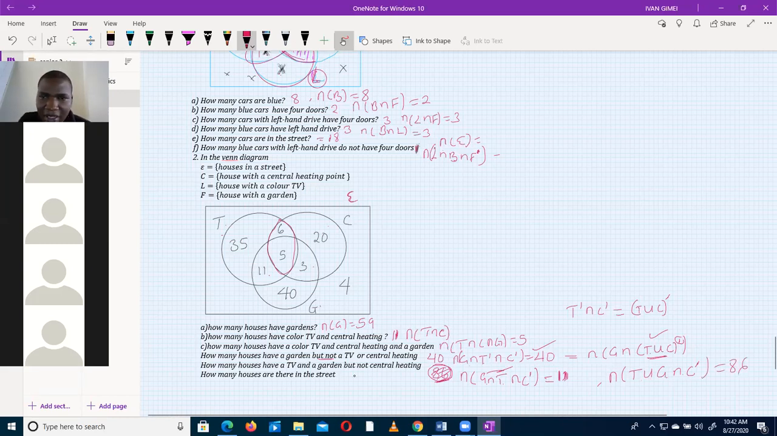How many houses are there in the street? Yes, Ezra?